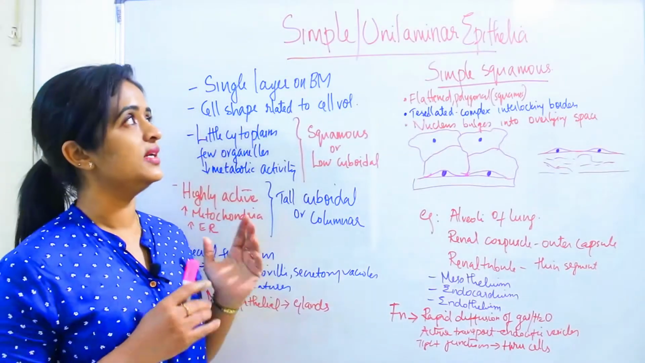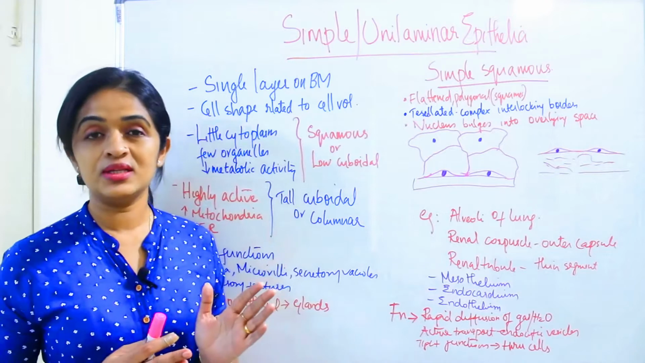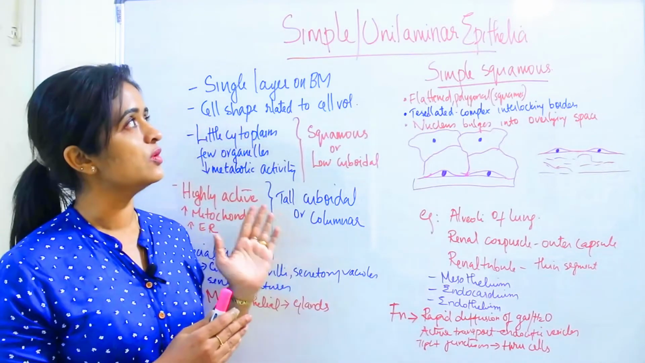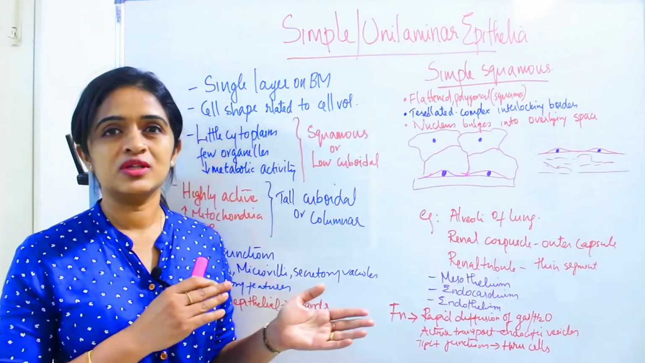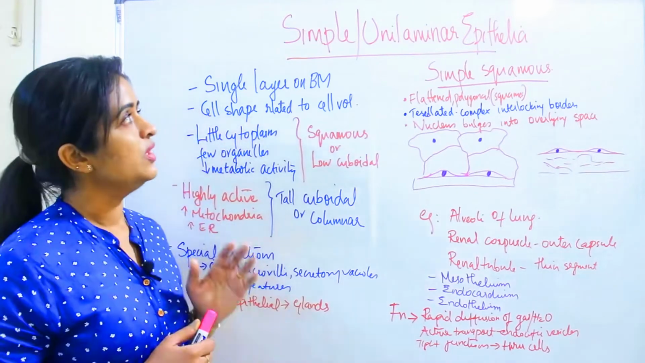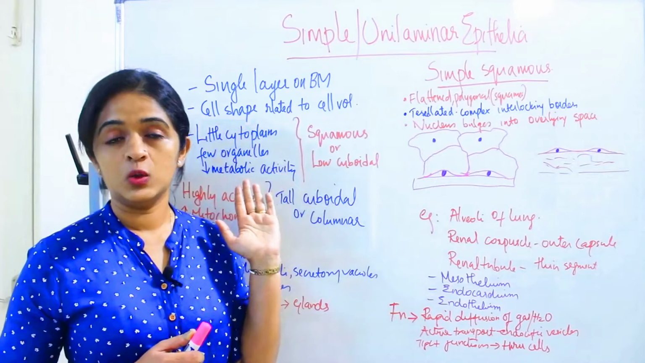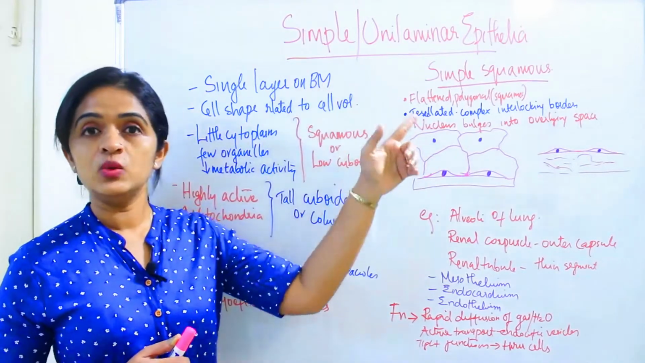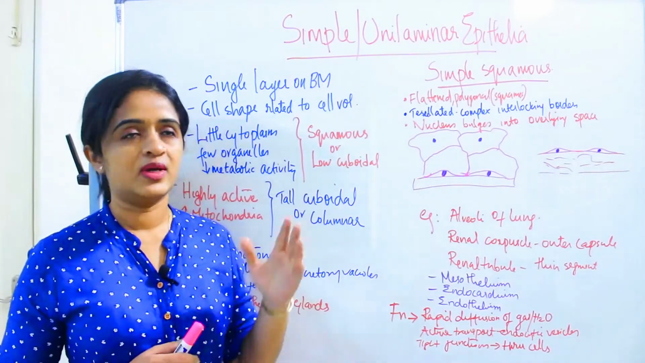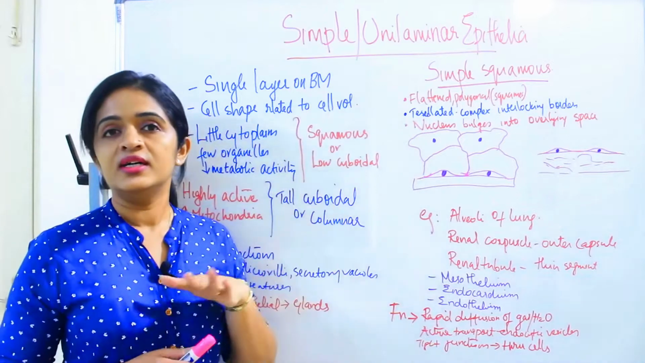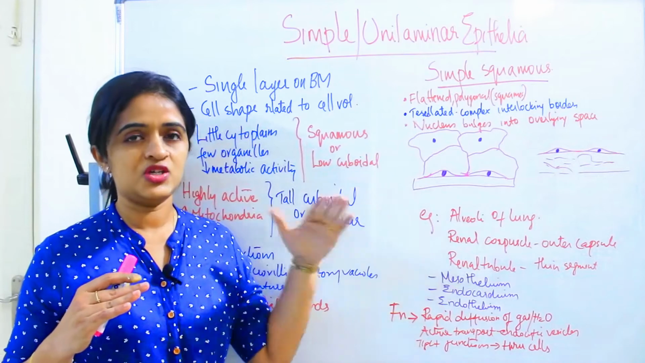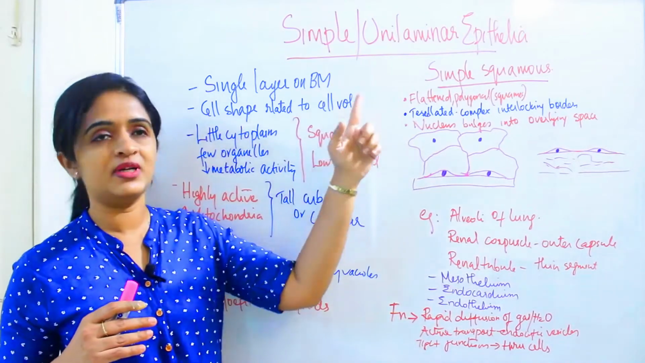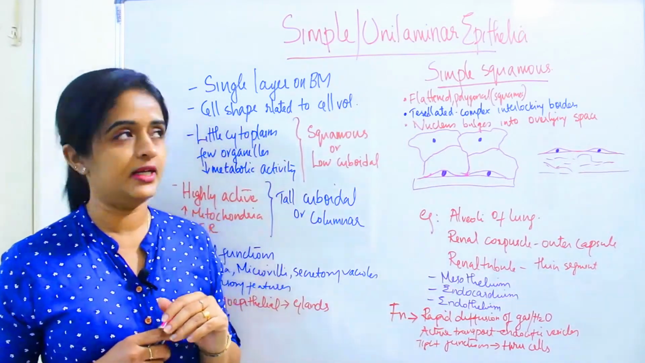This is actually a continuation of the histology series of epithelium. So those who are watching it for the first time, please see the previous session so that you will get a continuity. So here we are moving on with the simple or unilaminar epithelium. As the term implies, the epithelium which is made up of a single layer of cells touching the basement membrane, you call it simple epithelium or unilaminar epithelium.